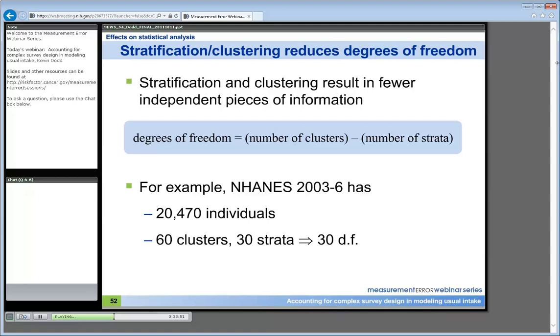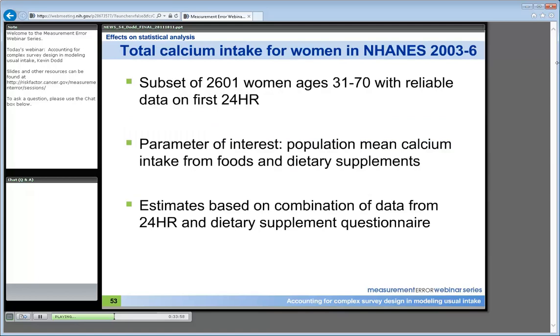And this can make a big difference in the way statistical procedures report their significance tests if those procedures are not fully survey aware. So here's that real-life example I promised you earlier. I'm going to look at total calcium intake for a subsample of women from the 2003 through 6 NHANES. The subsample is comprised of 2,601 women ages 31 to 70 who had a reliable first 24-hour recall. And the parameter of interest here is the population mean intake of calcium. And here I want to include calcium that comes from food and also calcium that comes from supplements.